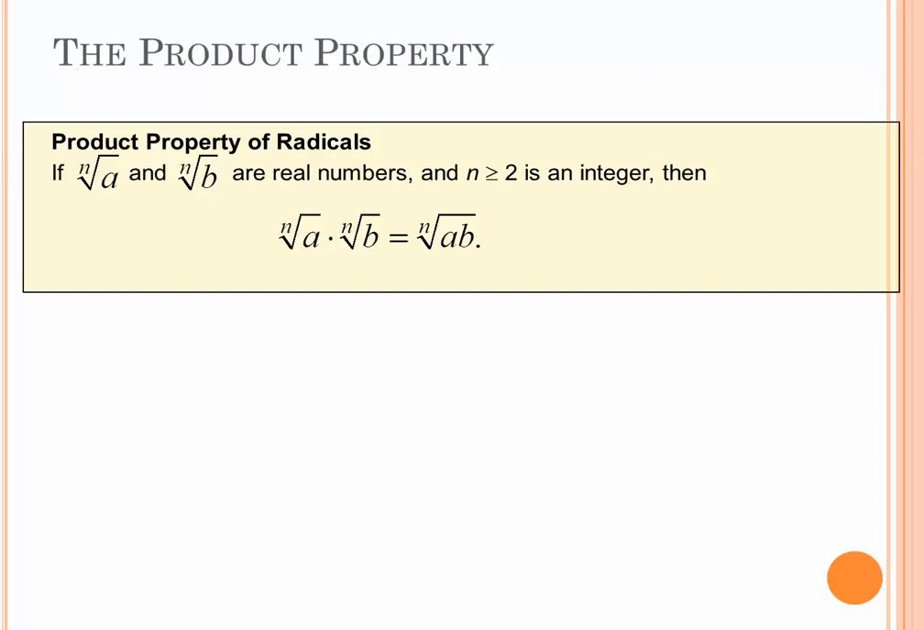The product property of radicals tells us that we can multiply everything underneath the same radical. If we have the nth root of a and the nth root of b that are both real numbers, as long as n is greater than or equal to 2 and is an integer, then the nth root of a times the nth root of b could be rewritten as the nth root of a times b. Remember, these properties have an equal sign, which means they can be read left to right or right to left.